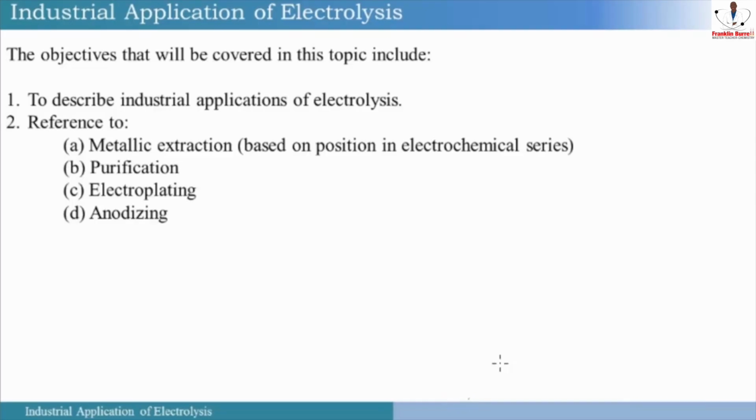Today's topic will be industrial applications of electrolysis. Now, the objectives that will be covered in this topic will include to describe the industrial applications of electrolysis, and we will make reference to metallic extraction, purification, electroplating, and anodizing. Let us begin.